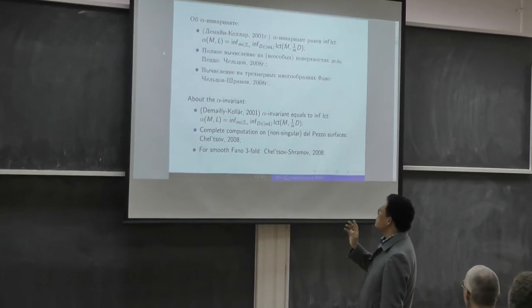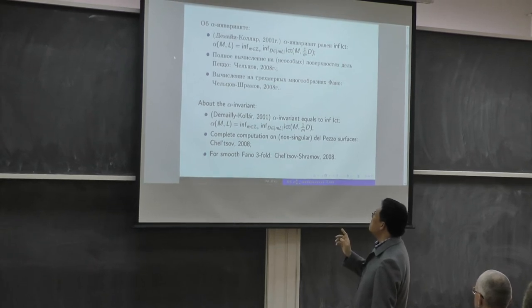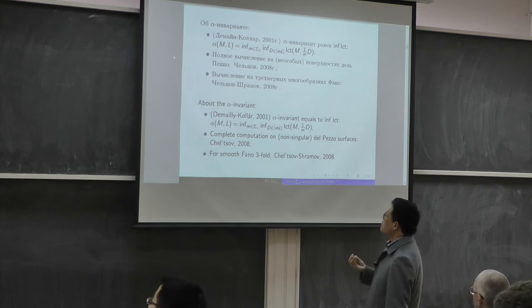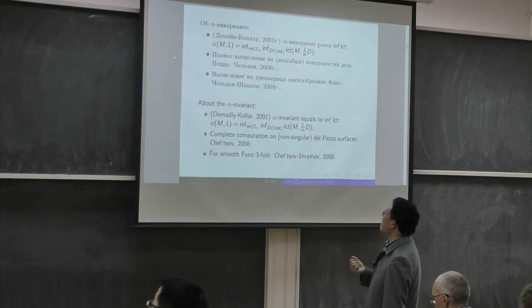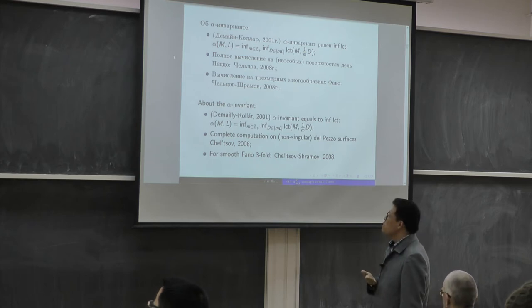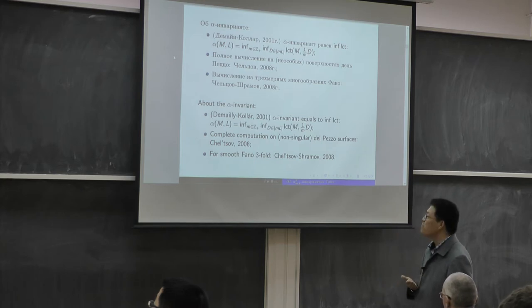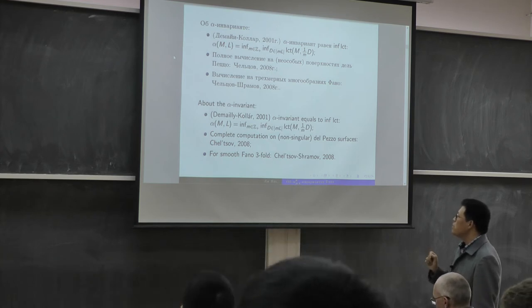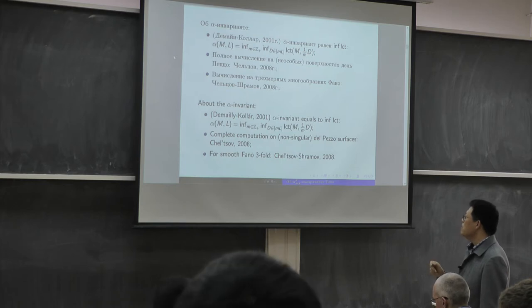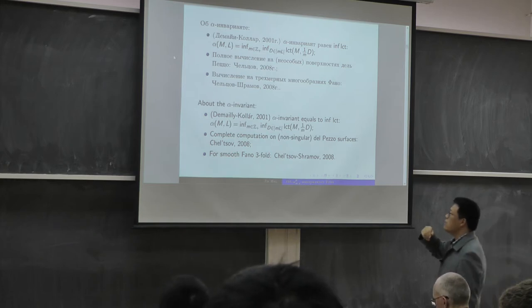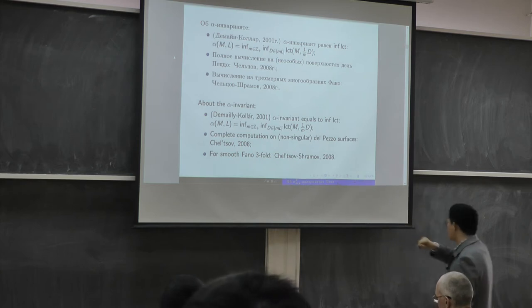Then Demailly and Kollár gave an algebraic description of the alpha invariant, that alpha invariant equals the infimum of LCT, the log canonical threshold, which allows computing the alpha invariant by algebraic methods. Later, I think Ivan Anatolievich is the most famous specialist in this field, and he has a complete computation on non-singular del Pezzo surfaces. And then for almost every smooth Fano threefold, there is the joint work of Cheltsov and Shramov. They use the computation of LCT and the theorem of Demailly and Kollár.